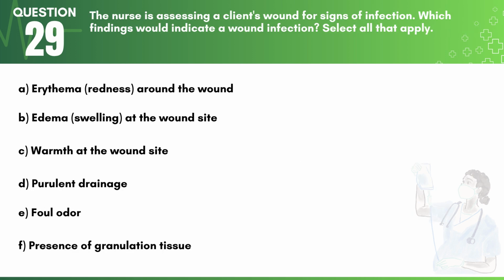Question 29. The nurse is assessing a client's wound for signs of infection. Which findings would indicate a wound infection? Select all that apply. A. Erythema, redness, around the wound. B. Edema, swelling, at the wound site. C. Warmth at the wound site. D. Purulent drainage. E. Foul odor. F. Presence of granulation tissue.